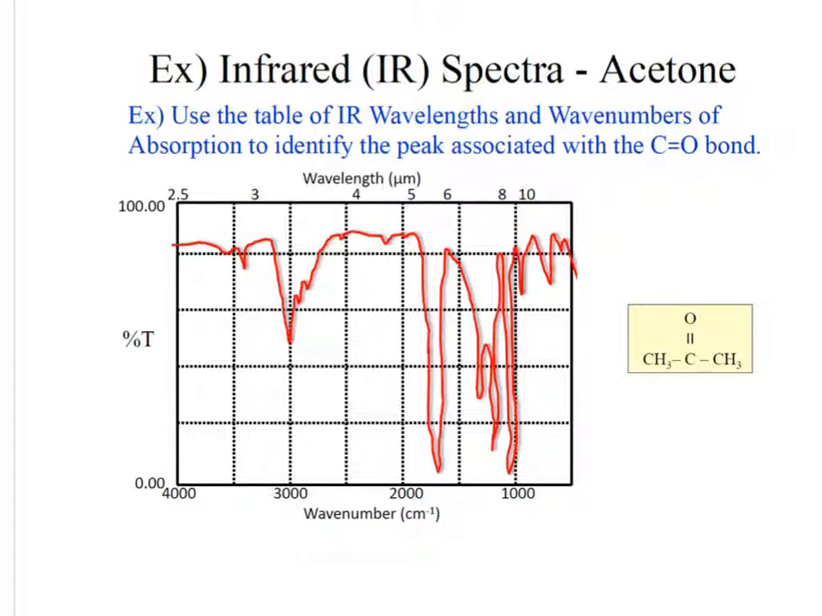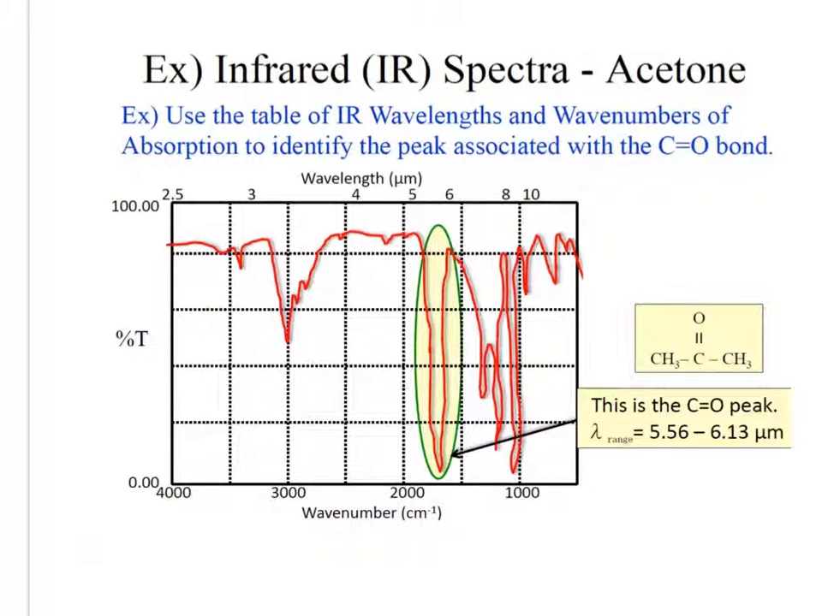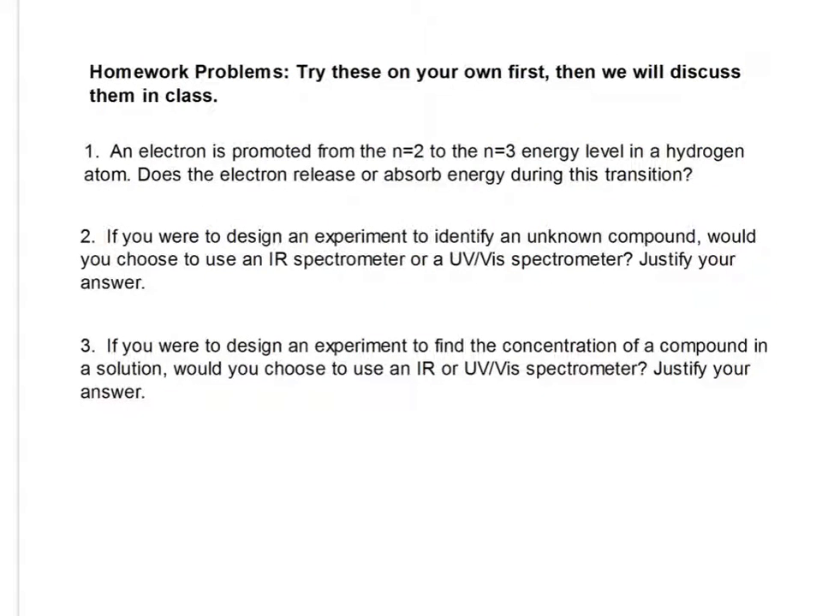So here we want to use the table of IR wavelengths and wave numbers of absorption to identify the peak associated with the CO bond. If you look at the wave numbers on the previous slide, the CO peak is between 630 and 1800. So this peak right here. Let's see. There it is, that peak right there. All right, try these problems on your own. We'll go over them in class.